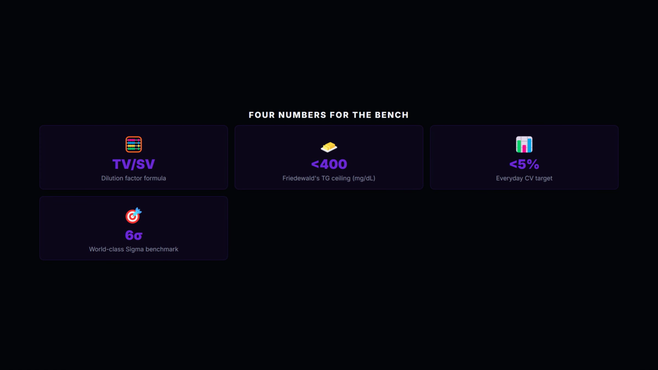Carry these numbers back to the bench. Dilution factor equals total volume over sample volume. Friedewald's ceiling sits at triglycerides of 400. A CV under 5% is the everyday chemistry target, and a sigma of 6 remains the world-class benchmark.